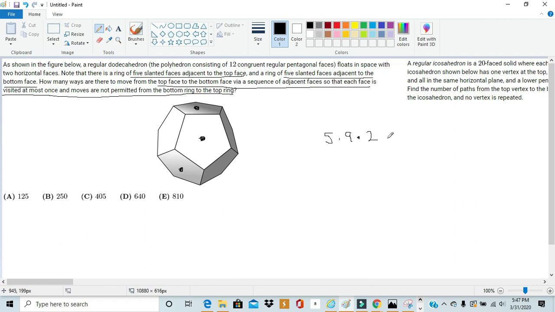And then, since all of these options are independent of each other, we can multiply them all up. So we get 5 times 9 times 2 times 9. 5 times 2 gives us 10, and 9 times 9 gives us 81. So multiplying these two numbers together, we get 810 as the answer for this problem.